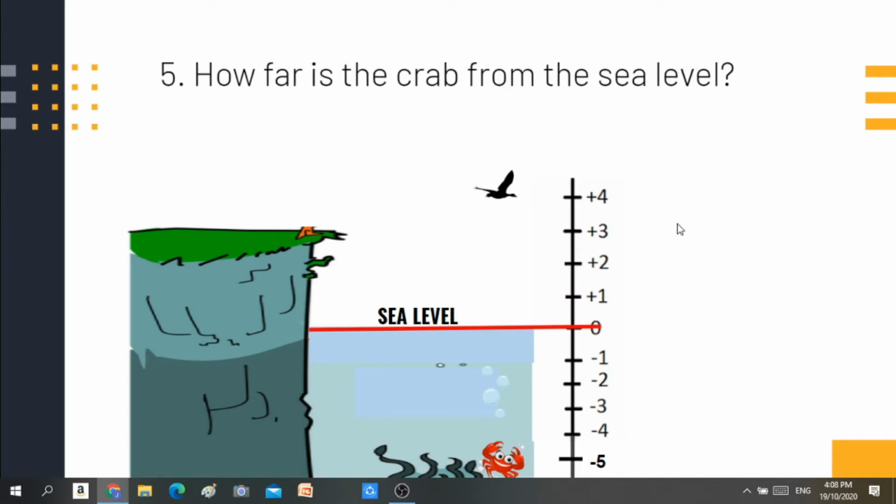Next, number 5. How far is the crab from the sea level? So, sea level, going to the crab, we have 1, 2, 3, 4, 5. 5 units or 5 feet.